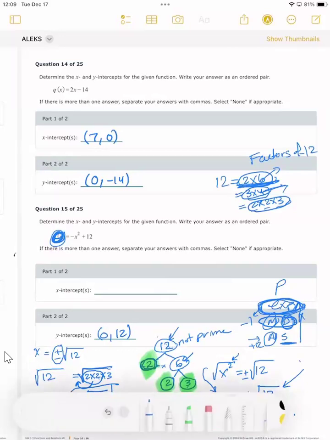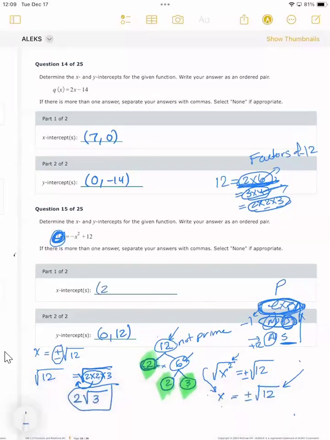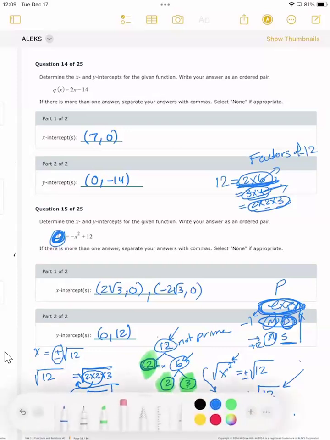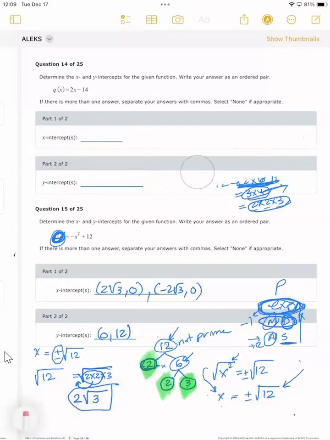So my x-intercepts are (2√3, 0) and (-2√3, 0). I want to do 2 more examples like these. I'm just going to change the numbers and go over 2 more examples, one for each.